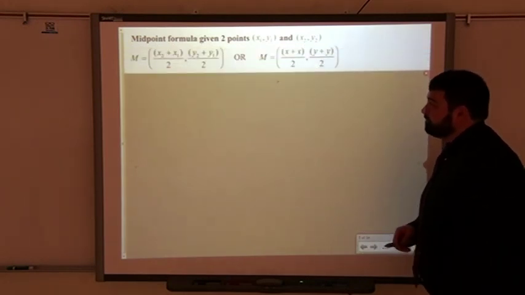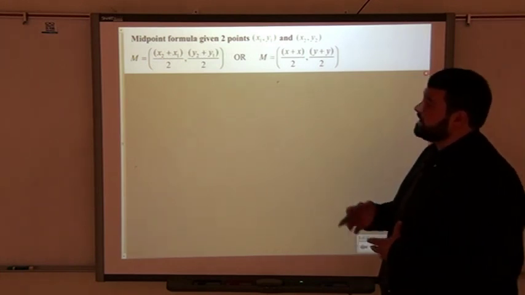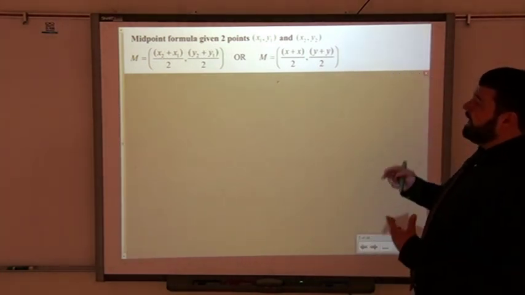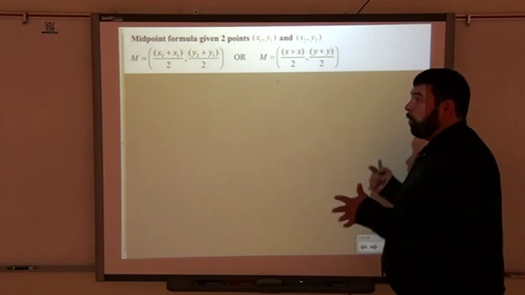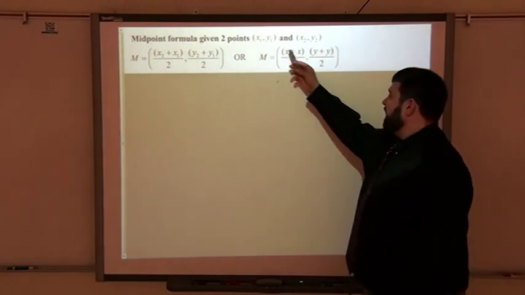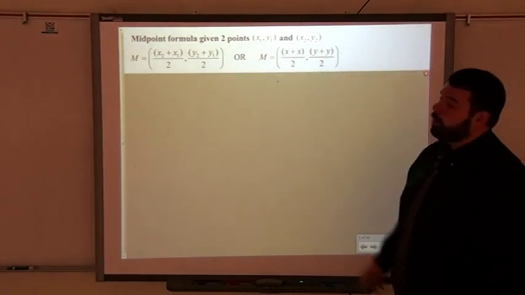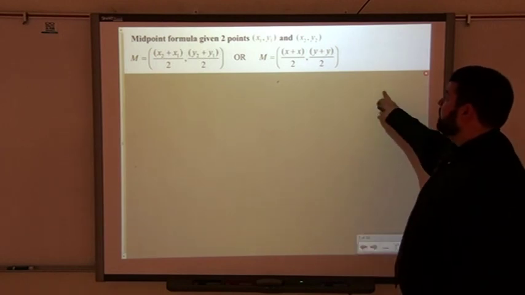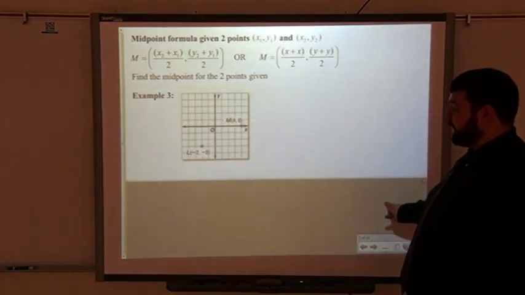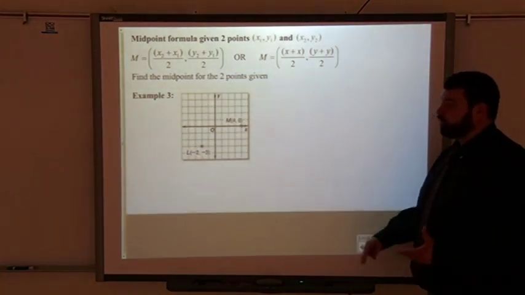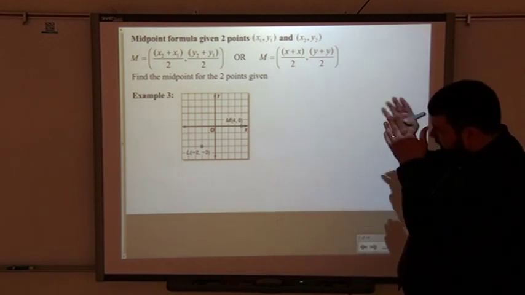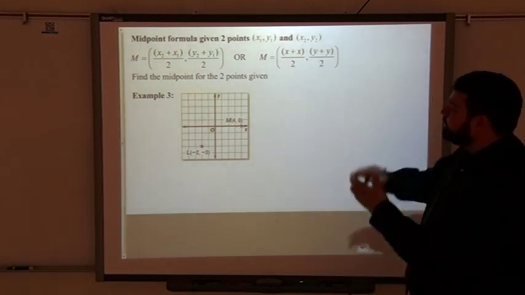So the midpoint is (x2 + x1) divided by 2, (y2 + y1) divided by 2. Or if it's easier for you to remember, x plus x divided by 2, y plus y divided by 2. So that's what we're looking for there. All we're really looking for is the average. We're looking for what point is directly in the middle.